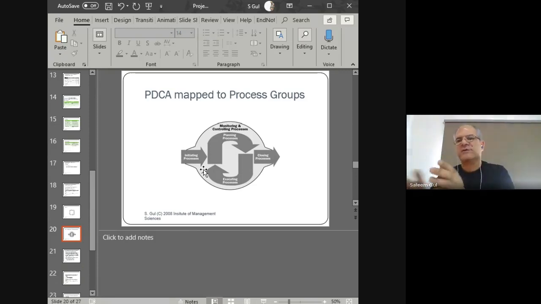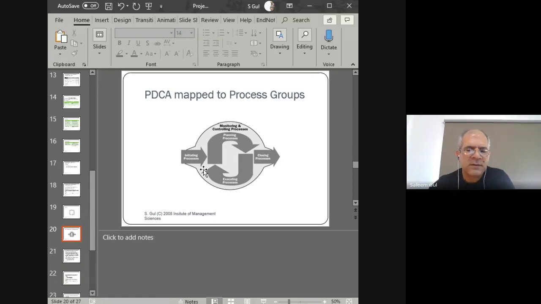So execution. In the execution, we initiate the execution, we plan the execution, we execute the execution, and we monitor and control the execution, and we close the execution. And within all of these, with the initiating, the planning, the execution, the monitoring and control, and the closing, we have to have the PDCA, right?